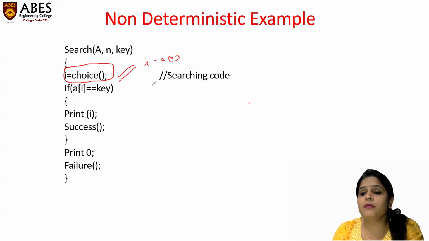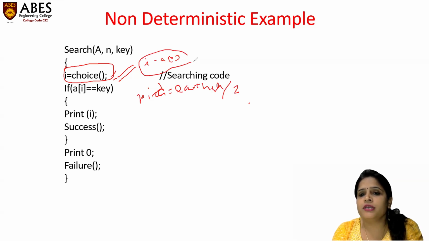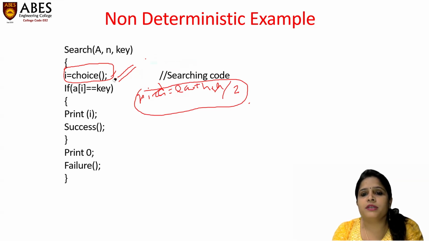If I'm talking about binary search, the researcher will use the concept to find the value of i as mid. And what is the mid value? Mid is equal to (low + high) divided by 2. So the researcher will replace this non-deterministic concept in linear search with i from the 0th index till the end, and for binary search with mid equals (low + high) divided by 2. I hope you understand the concept of non-deterministic algorithm.